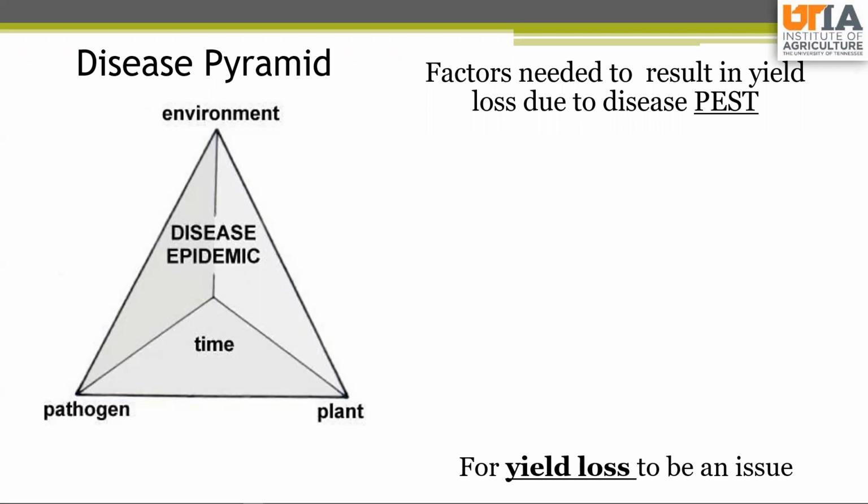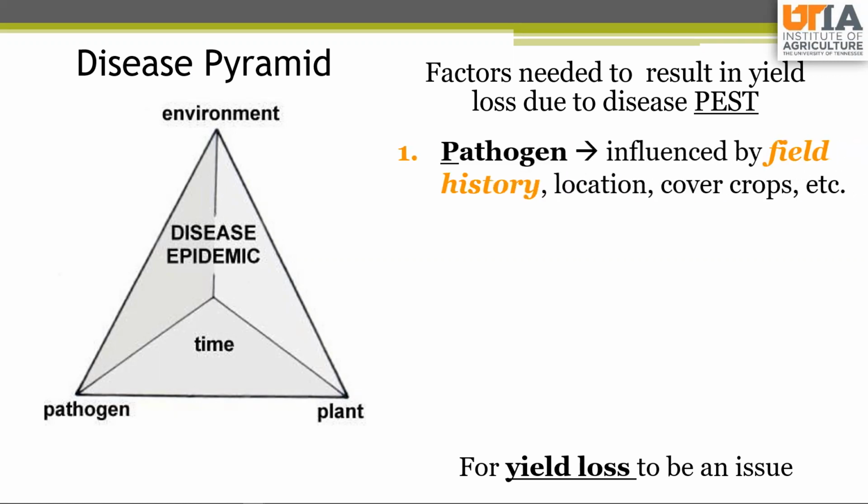So first, I always want to go over the disease pyramid, which outlines the factors needed to result in yield loss due to disease being a pest. You can use PEST as an acronym to remember these four factors. It's really these four factors that are going to influence whether you get a fungicide response in yield. P is for pest or pathogen. This is going to be influenced by your field history, location, cover crops, etc.